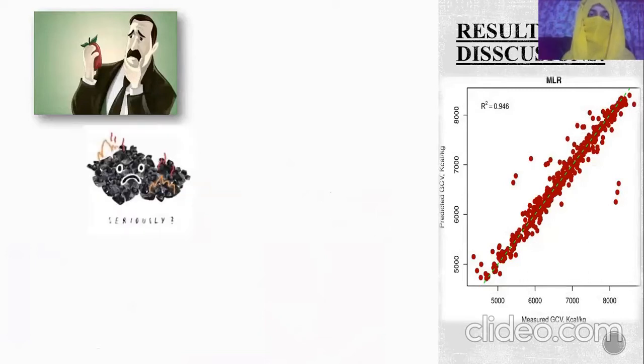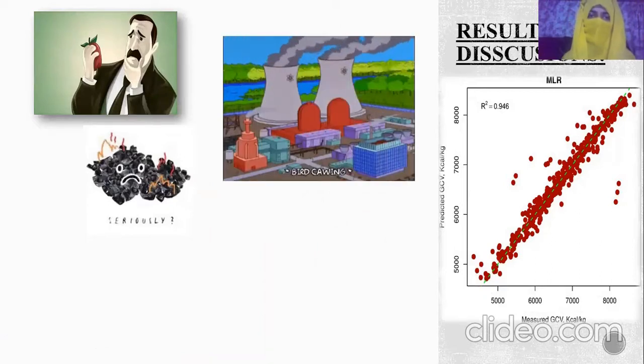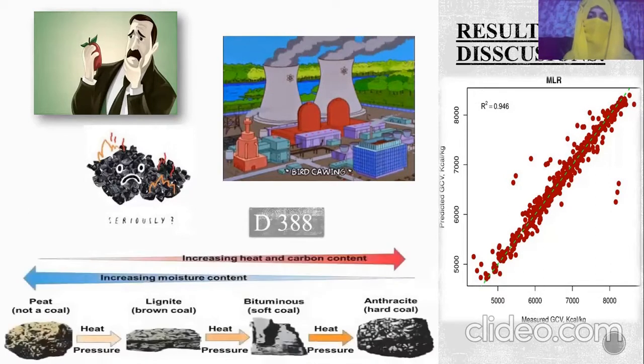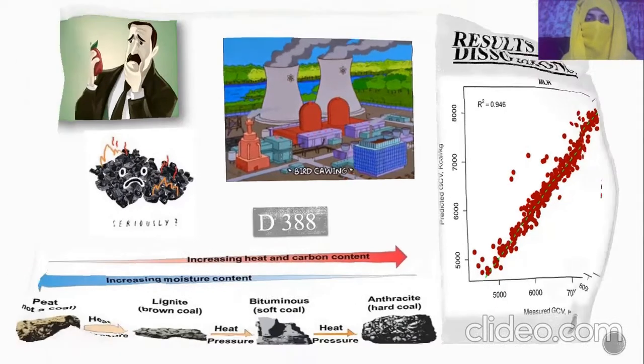Let's move to our results and discussion. By performing regression analysis, we can check the quality of the coal, or through this experiment we can check the total sulfur content present in the coal, or coal versus sulfur content, to check whether it is beneficial for our process, or how much efficiency this coal will give in our process, or it is used to classify our coal with respect to ASTM standard D388. According to increasing heat and carbon content, we can tell whether it is peat, lignite, bituminous, or anthracite. Increasing heat content will show this.